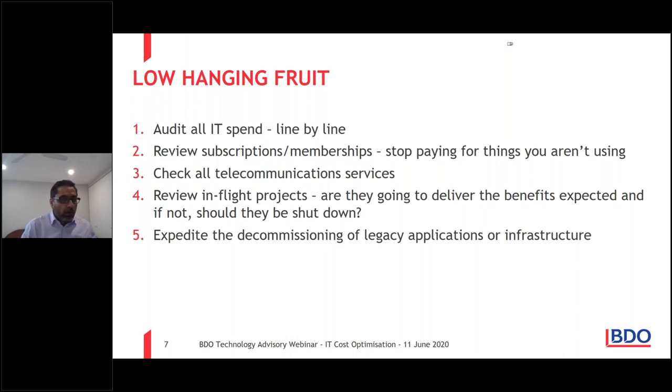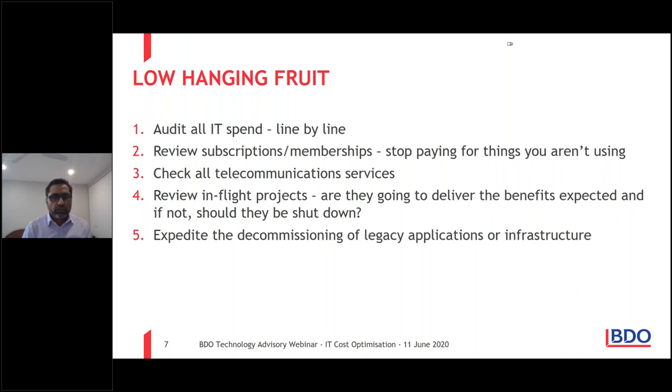But over time, those subscriptions and memberships just stay on. So, a low-hanging fruit: review every subscription and membership that you have. Go across your organization, small teams, big teams, doesn't matter. Just have a bit of a discussion in terms of what subscriptions they have, what memberships they've signed up for. Ask the question: is that really adding value? And there could be something that you could look at.